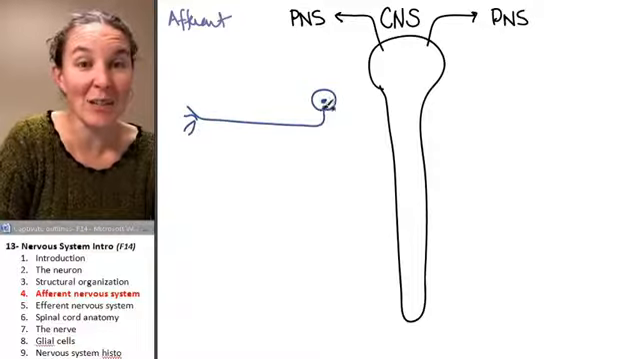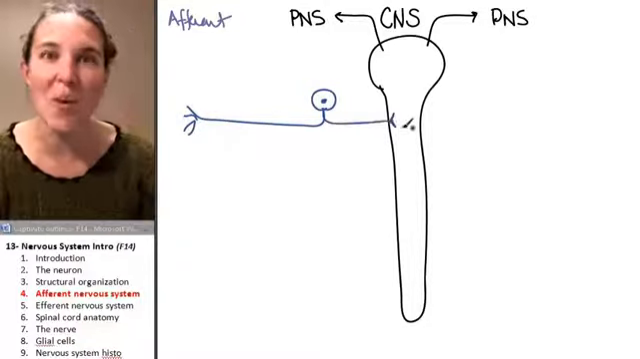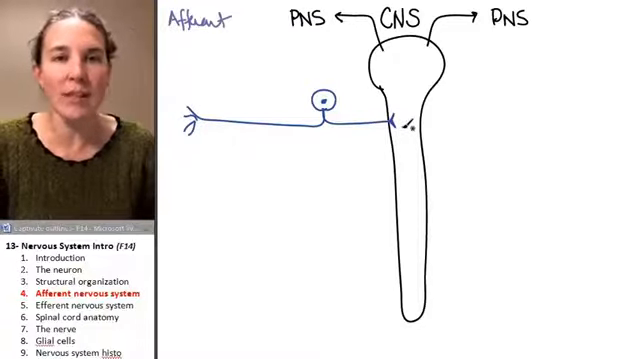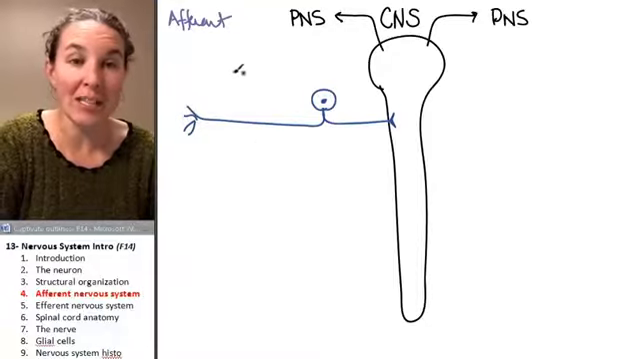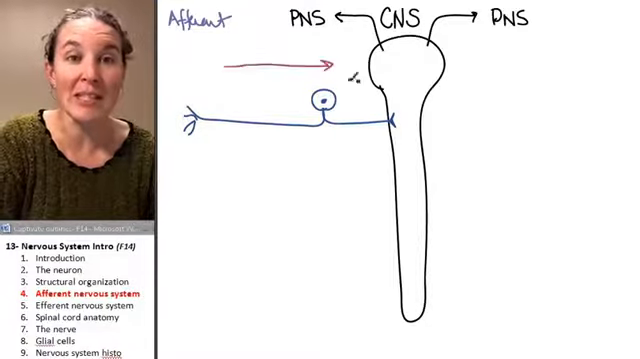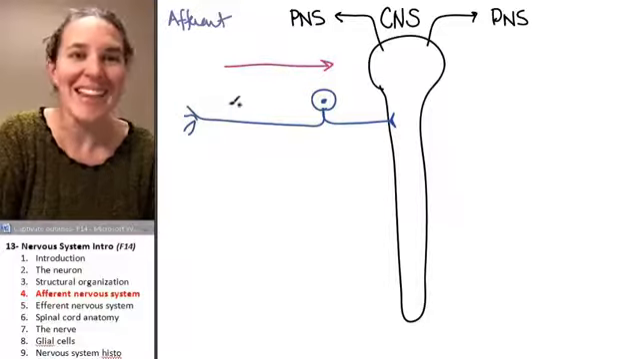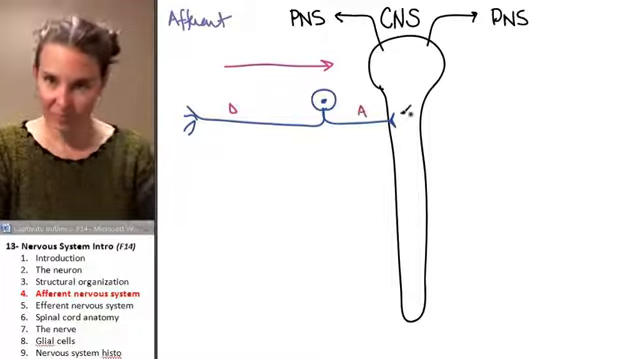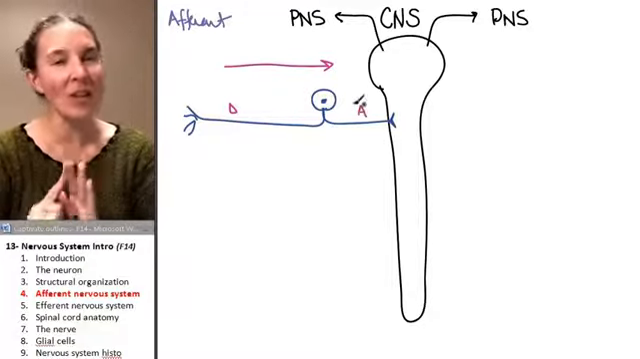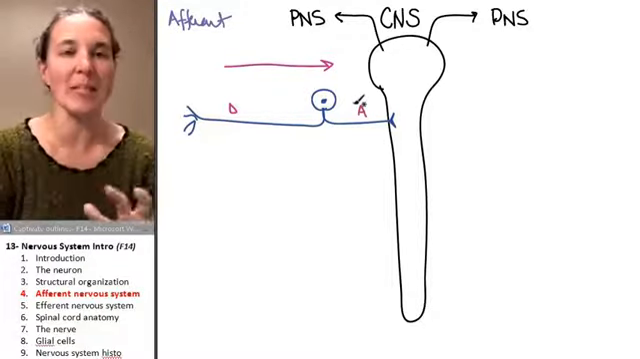Now, I'm telling you that this is an afferent pathway. So you tell me which direction information is traveling. This is easy. You know this. Information has to be traveling this way because it's an afferent pathway, which means this is your dendrite and this is your axon. And our cell body, I've drawn it this way on purpose. This will make sense as we go.